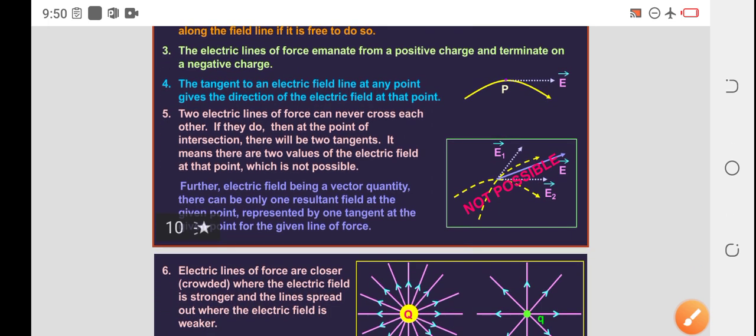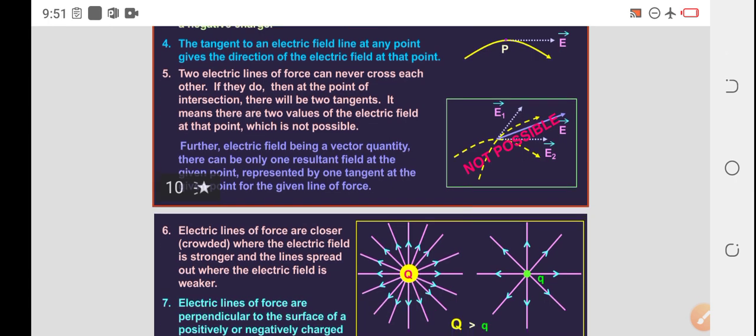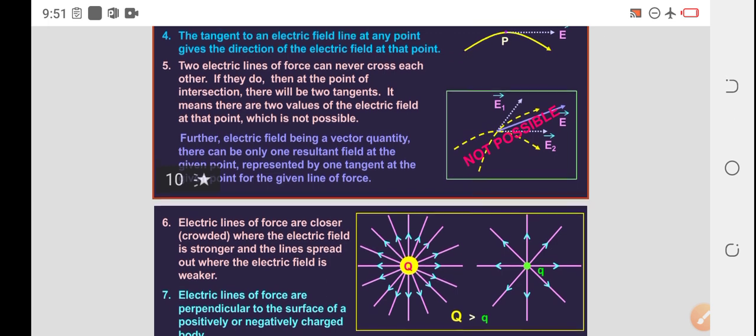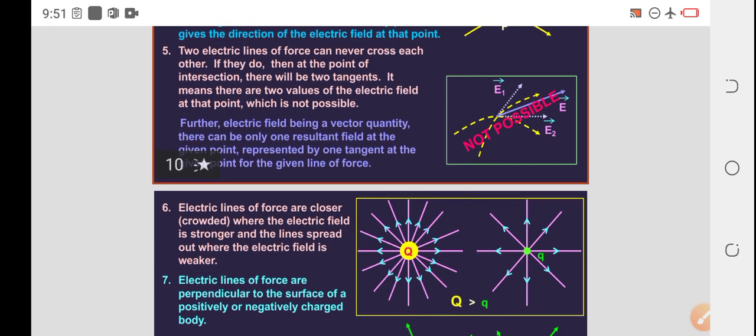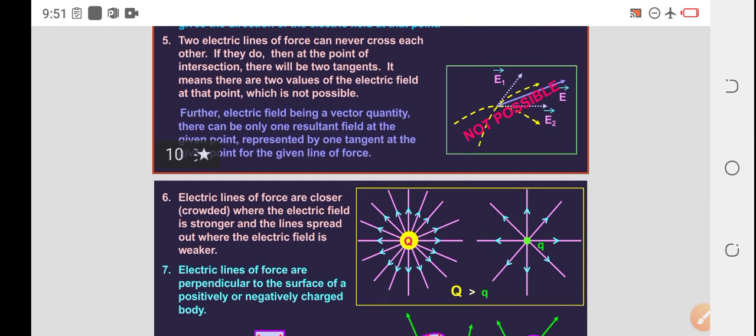Fifth one, two electric lines of force can never cross each other. You can see here the two lines of electric force do not connect together. They are not interacting together. That's why it is showing that one is not possible.